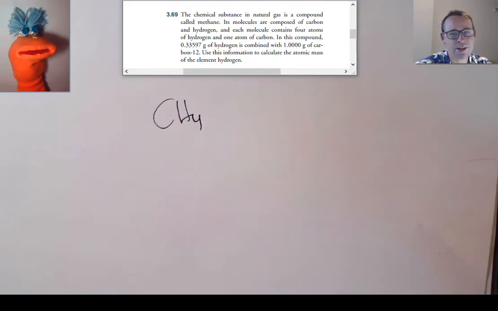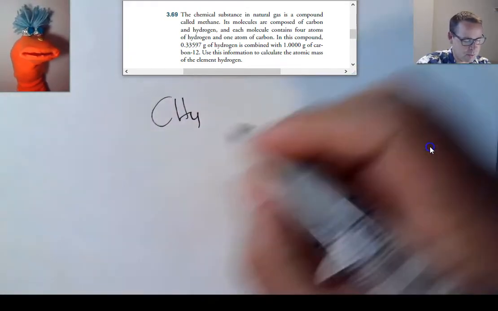Now, what we're trying to see here is that there's a relationship between the mass of hydrogen in this compound and the mass of the carbon in that compound, and that same relationship exists between the atomic masses that are in this compound. Oh, I'm not sure I get that.